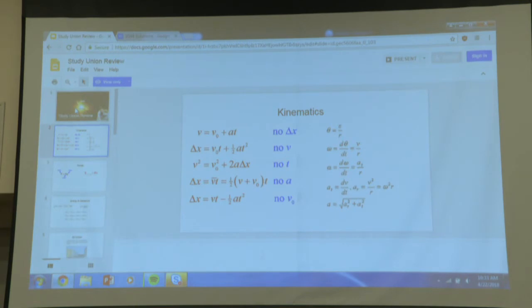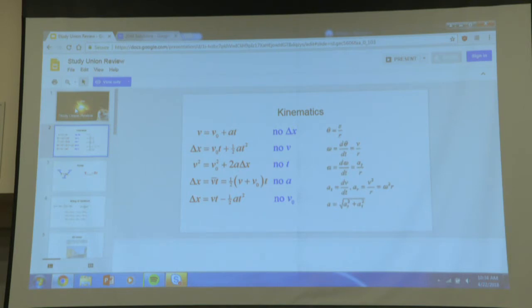So we're going to start out at the beginning of the semester. The most simple material that we went over was the kinematic equations. We have equations of motion that don't take into account what it is that's doing the moving, okay? And so you can see we have two sides on this slide. We have V equals V naught plus AT, and the other side we have theta.